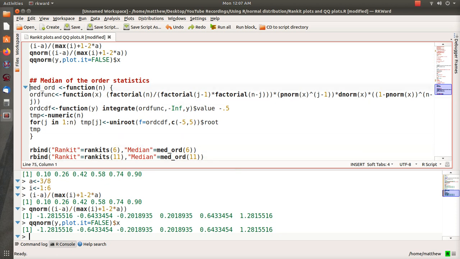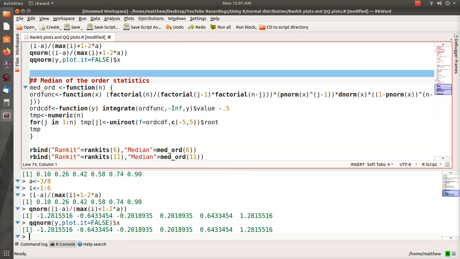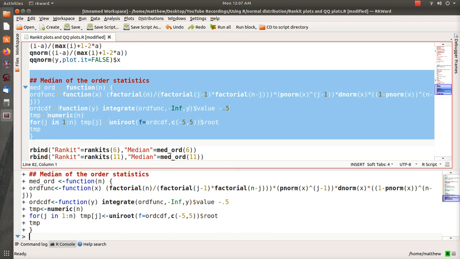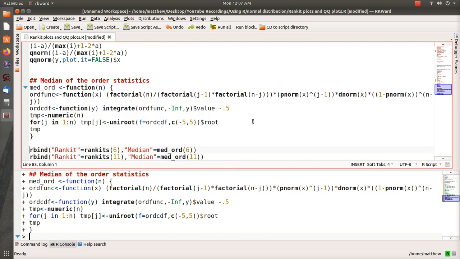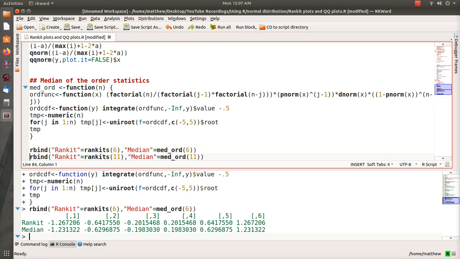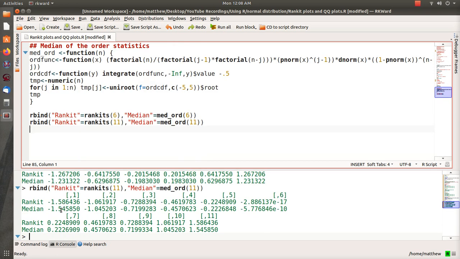Now I'm not going to go over it, but I'm going to include it in the program and in the comments if you want to mess with it. And what I want to do is compare the Rankits versus the medians of, say, a sample of size 6. And these are it. So the Rankit is on the top and the median of the order statistic on the bottom, and they're all going to be close. All these normal probability plots are. Now let's do Rankits for a sample size 11 and the medians of the order statistics of a sample size 11 and compare those. And again, they're close.